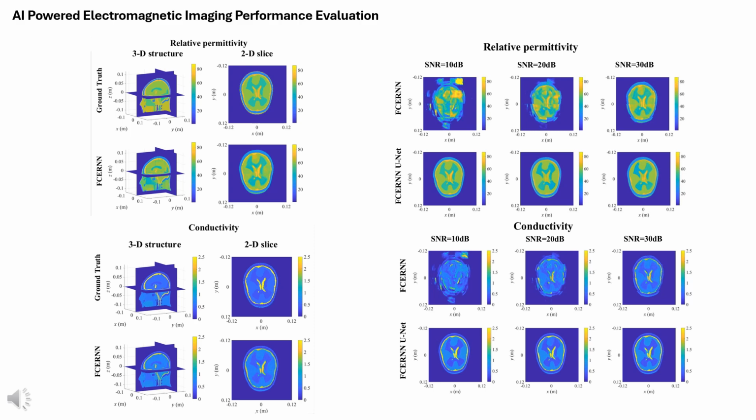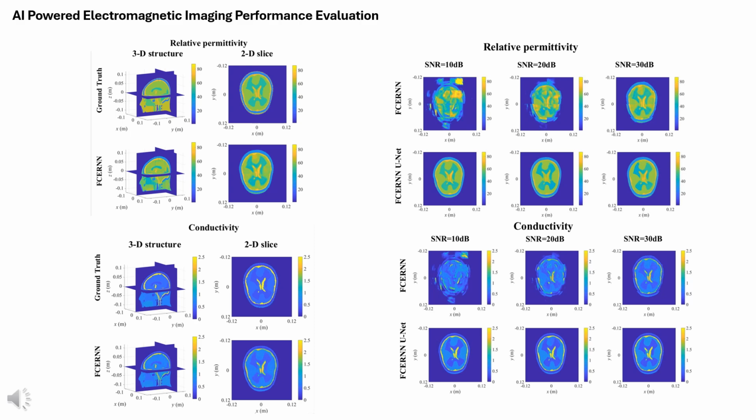At SNR equals 10 dB, where the FCRNN results are visibly noisy and blurred, UNet steps in and cleans up the noise while sharpening tissue boundaries. Even in these challenging conditions, the enhanced model is able to recover critical details that would otherwise be lost. At higher SNRs, like 20 dB and 30 dB, the combined model produces robust, high-quality reconstructions that closely resemble the ground truth, effectively restoring the small but important structures within the brain.